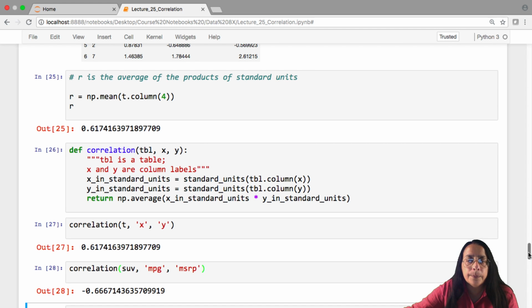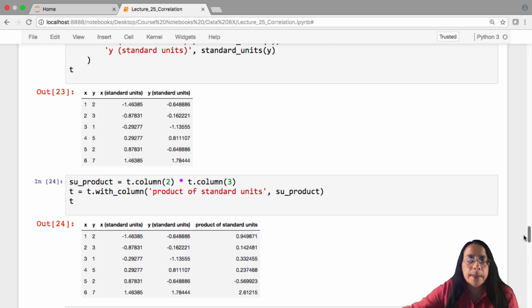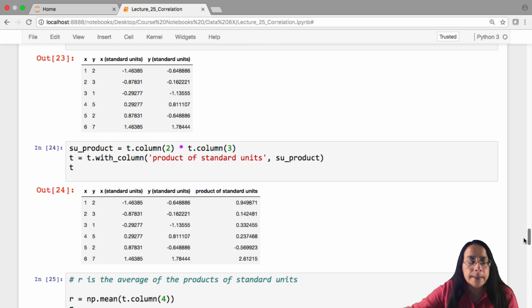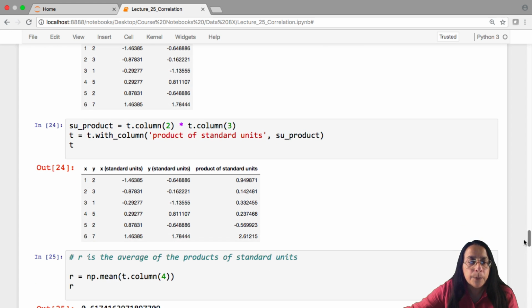There are some properties of correlation that become apparent when you look at the way it's calculated. Correlation is calculated based on standard units. Therefore, it has no units. It's a pure number. If you change the units of measurement of x and y, you'll get the same standard units, so the correlation will be the same. Correlation is not affected by changing inches to centimeters or kilograms to pounds.